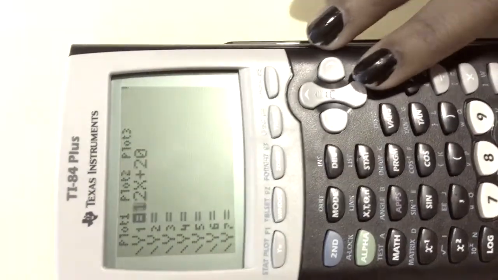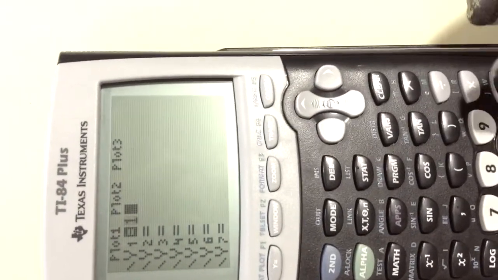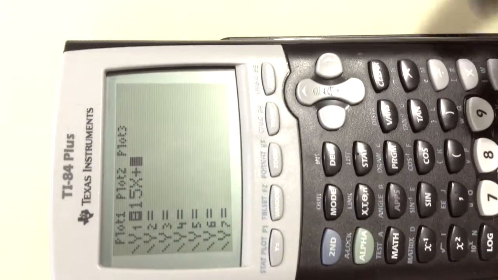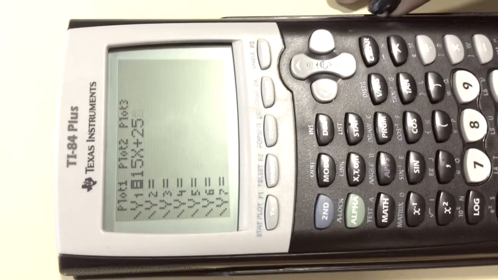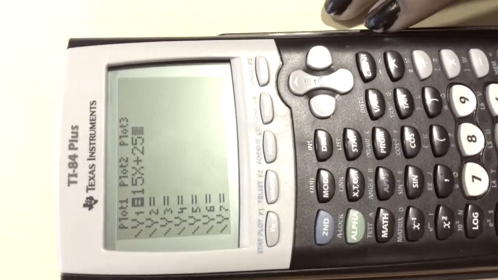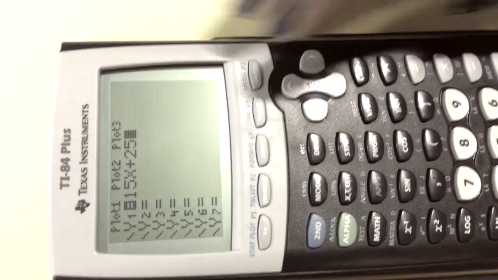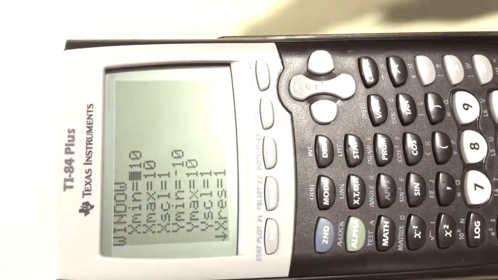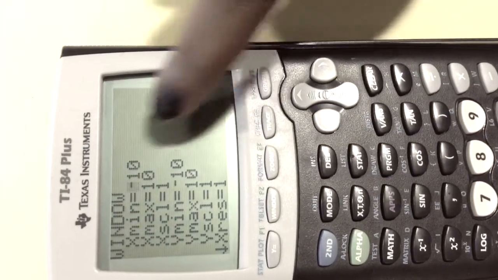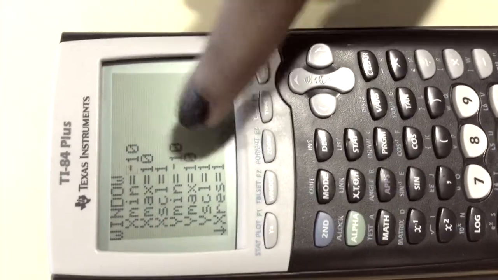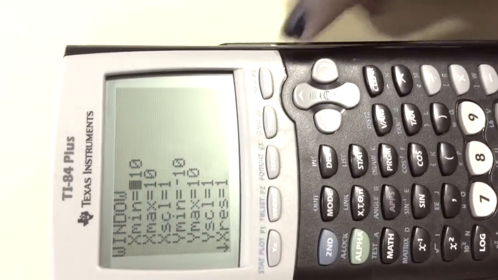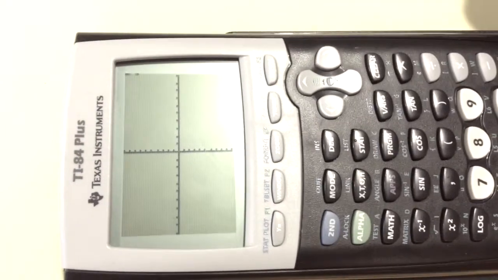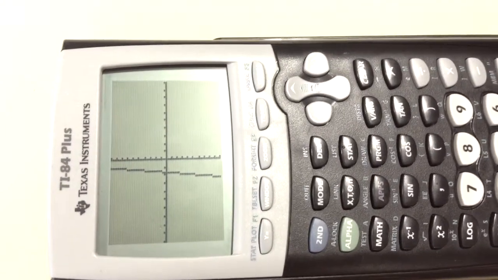We are going to do 15x plus 25. Again, you would always press your y equals key to clear it out. And then you'll enter the 15x plus 25. And you'll press your window key to make sure everything matches: negative 10, 10, 1, negative 10, 10, 1, and 1. And if that is a good window, then all you do is press graph, and your graph is shown.